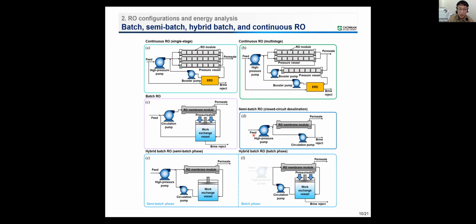So in this study, we discuss the various RO configurations. For example, continuous RO single stage, step and multi-stage continuous RO, step and batch RO configurations, semi-batch RO, usually called closed circuit desalination, and hybrid batch RO, which was developed by our group at first. This is a hybridization of semi-batch and batch RO configurations.